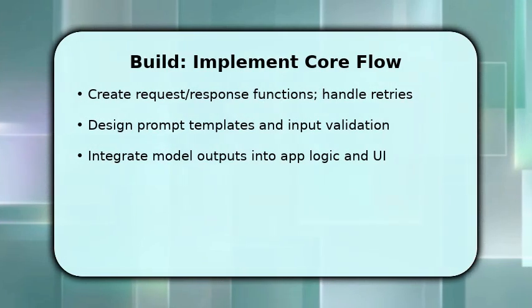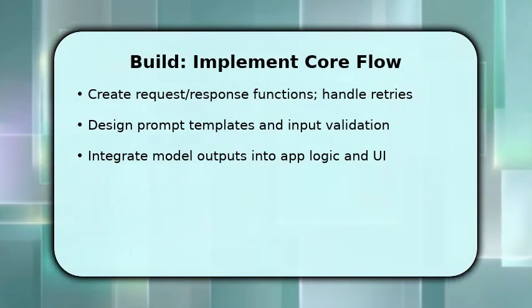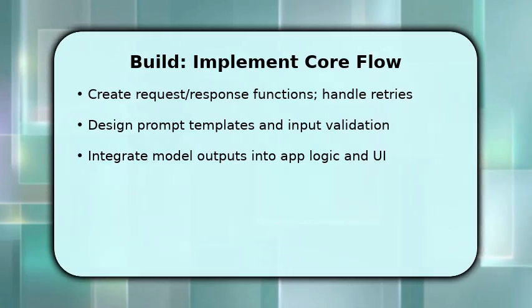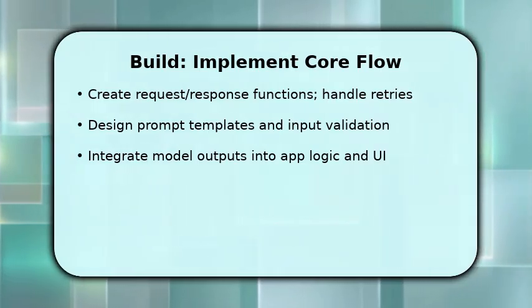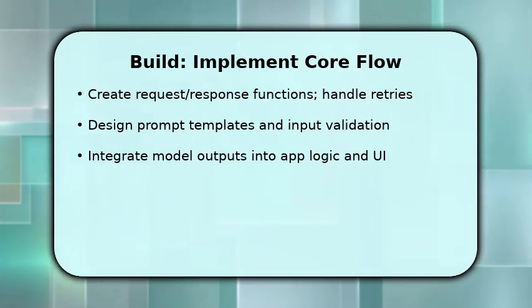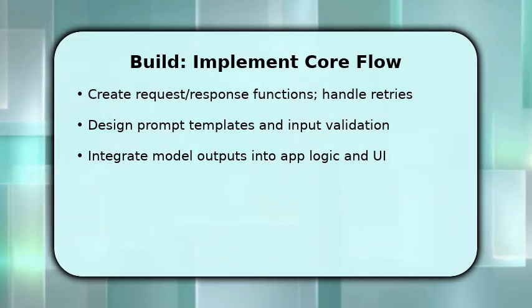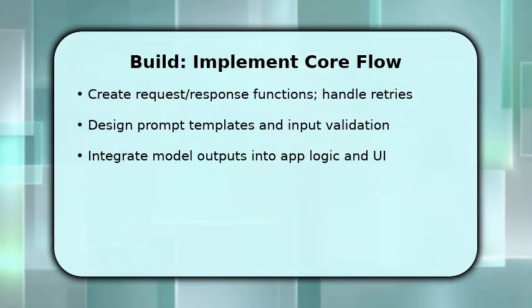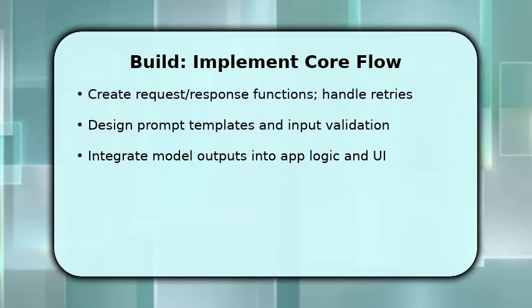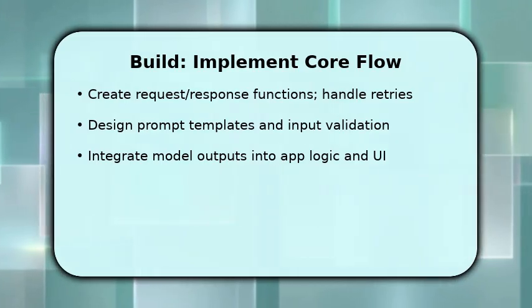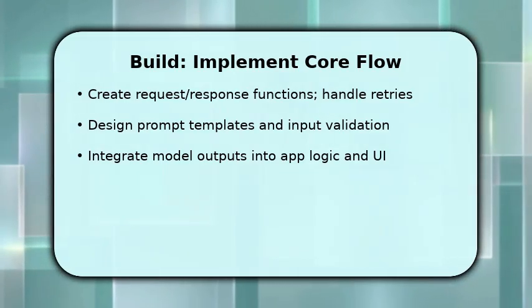You now implement the core flow, write clean request and response functions, and include retry and backoff logic. Once those are in place, design prompt templates that separate instructions from user data so you can iterate quickly. Validate inputs to avoid prompt injection. Make sure to parse model outputs into structured data and wire that into your app logic and UI.